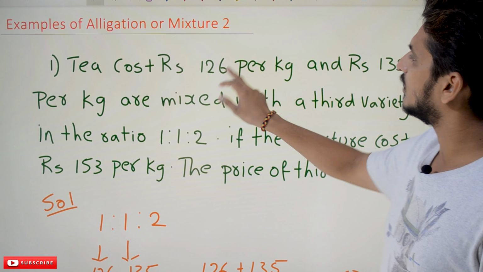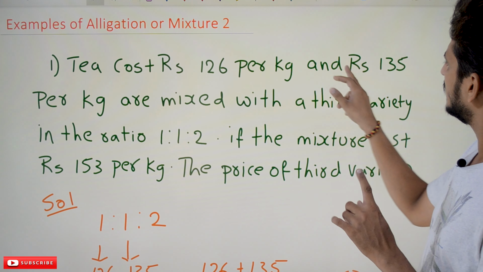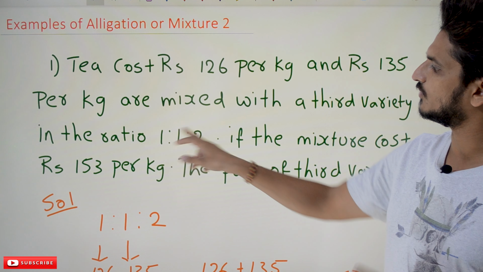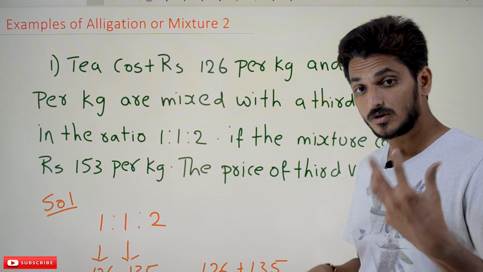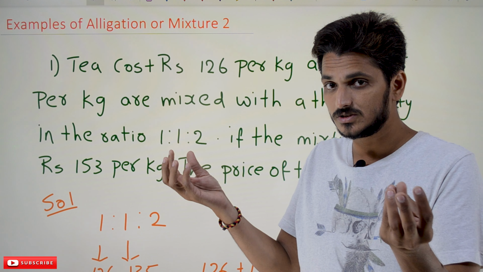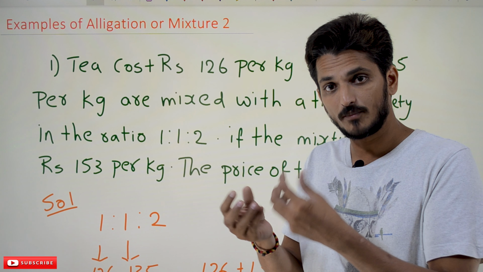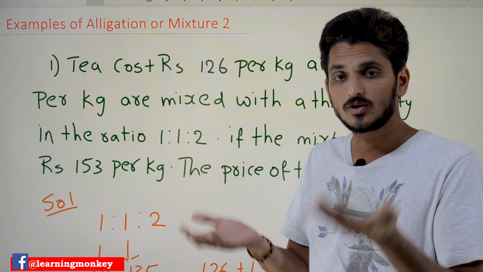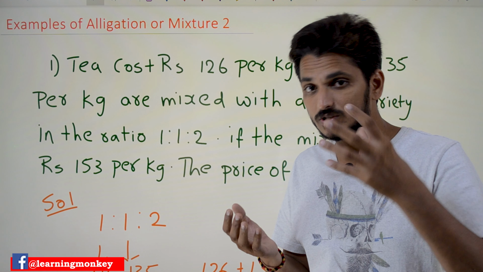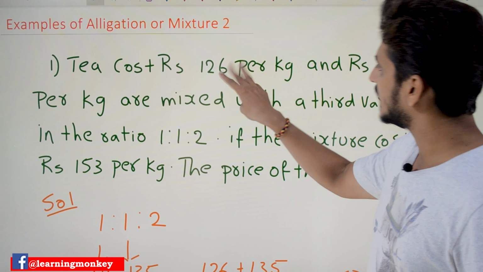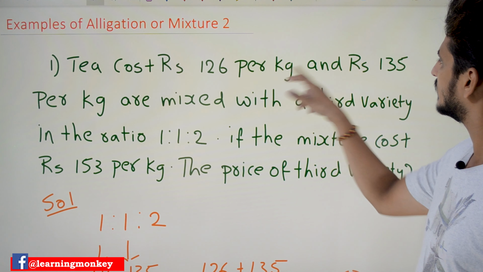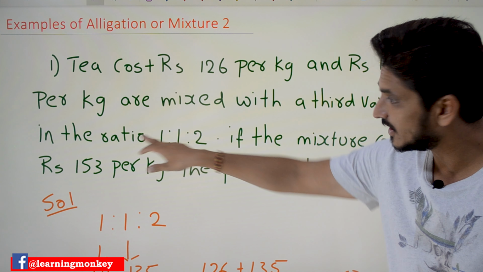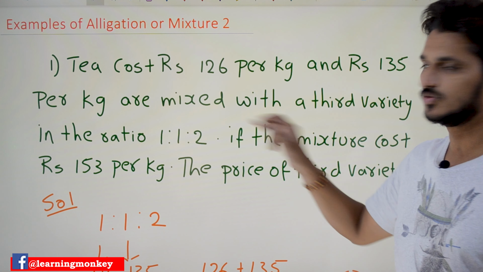Tea costing rupees 126 per kg and rupees 135 per kg are mixed with a third variety in the ratio 1:1:2. From our previous examples, alligation means taking two varieties and combining them to form a new one that we call a mixture. At what ratio are we going to mix this? That is the concept which we discussed in our previous classes. But here we have three varieties: 126 per kg one variety, 135 per kg another variety, and we have to mix with this third variety in the ratio. The ratios have been provided, 1:1:2.